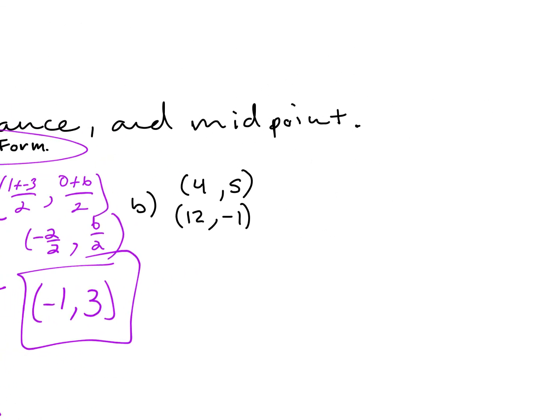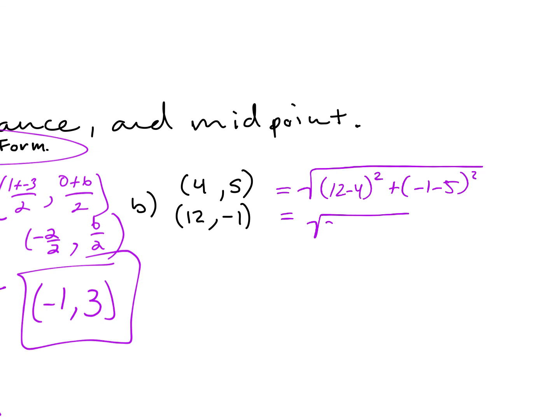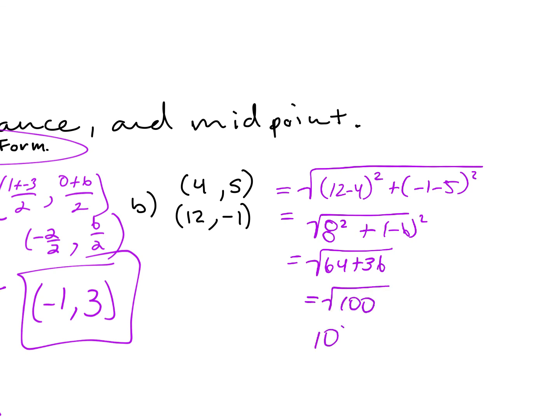All right, distance here. 12 minus 4 squared plus negative 1 minus 5 squared. What's 12 minus 4? 8. 8 squared plus what's 1 minus negative 5? Negative 6 squared. 64 plus 36. 100. Square root of 100, which is good.